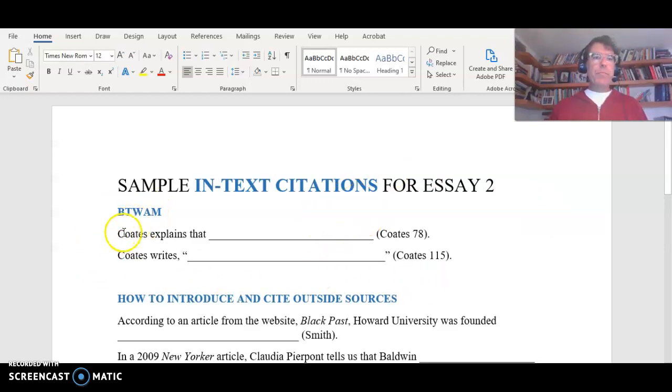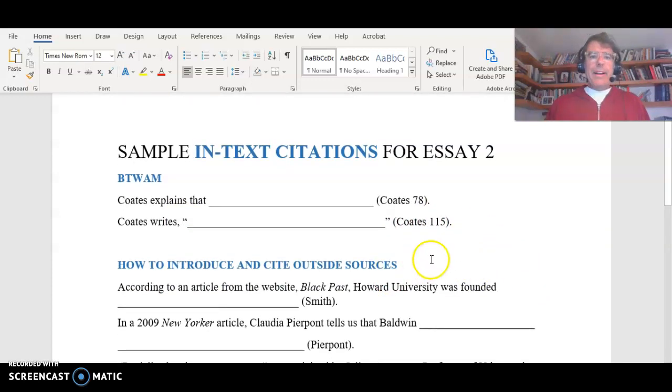For Between the World and Me, Coates explains that blah, blah, blah, blah, Coates 78. So here a reminder that you have to do a citation not just for quotes, but for anything from the book. If it came from page 78, you have to cite page 78, even if it's not a quotation. And then Coates writes. So it's a good idea to have a lead in before your quote, and then there's your citation.